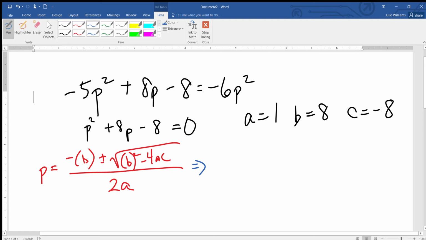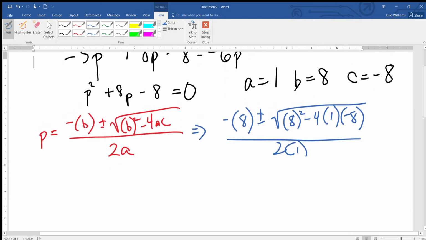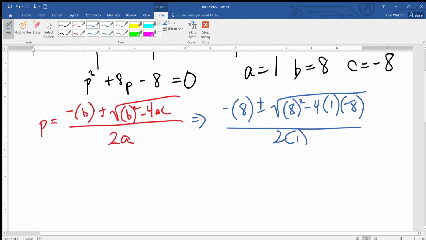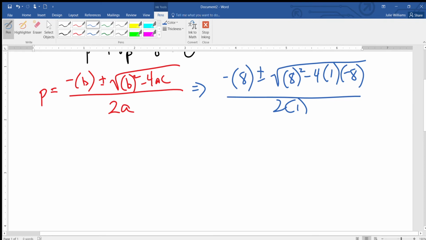So p is going to be equal to negative 8, plus or minus the square root of 8 squared minus 4 times 1 times negative 8, all over 2 times 1. The first step is just to substitute in. And you could be using the template still if you wanted to, from the files on Teams, the fill in the blank quadratic formula. On quizzes and tests, you would be expected to have memorized the quadratic formula, so I would work on that if I were you.